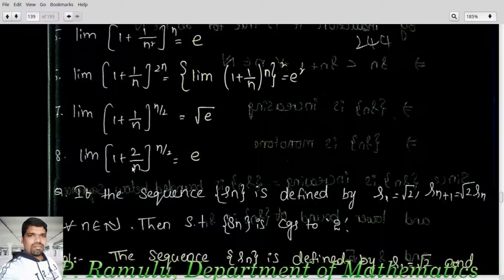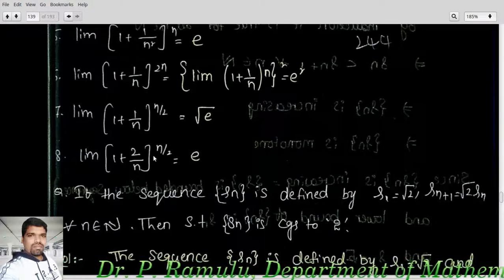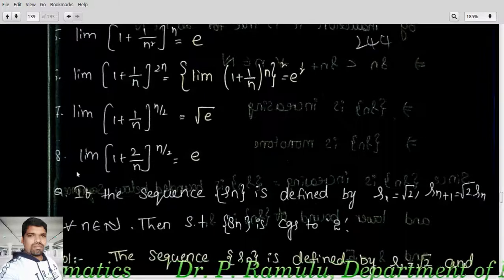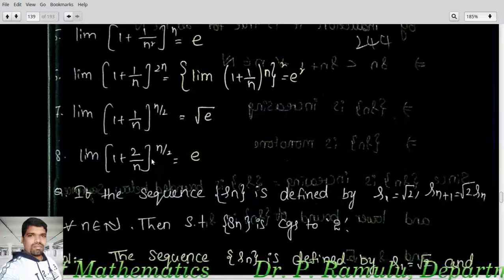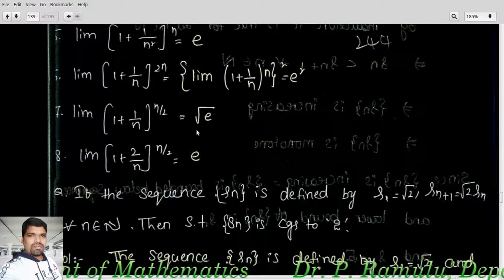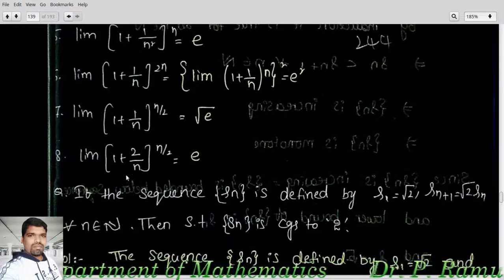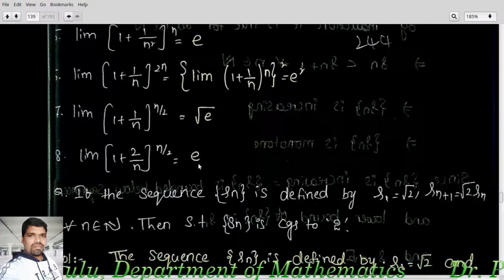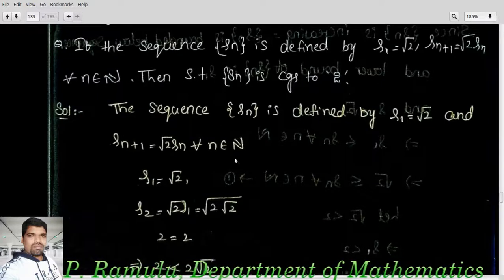Limit of (1 plus 2 by n) whole power n by 2 is equal to e. Here, what I am writing is root e. We can write the root of this limit; this term we know is e square, and root of e square is equal to e. This is also e, because if I write 2 by n by 2, 1 plus 1 by n by 2, power n by 2 into both n, that is also e. So these are the different types of problems.